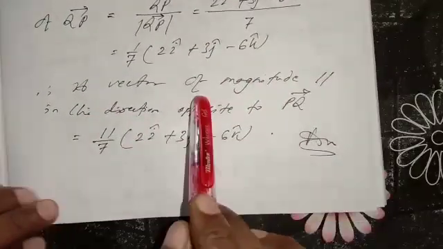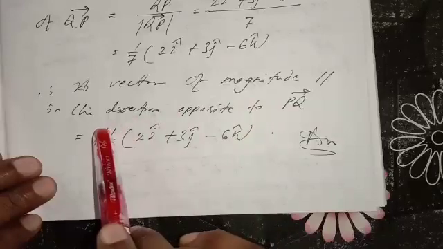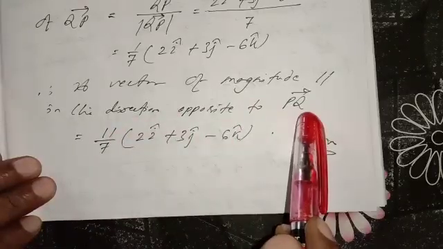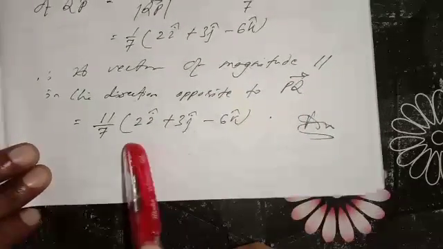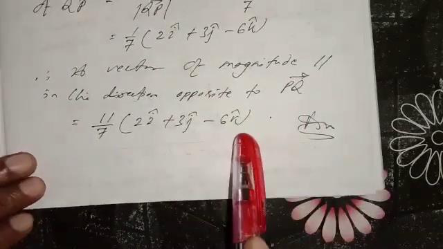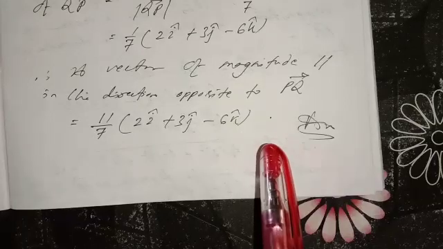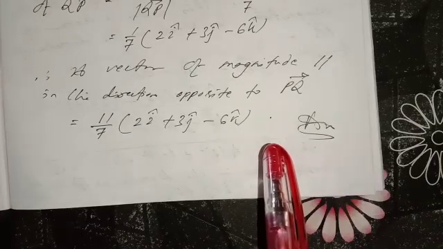A vector of magnitude 11 in the direction opposite to PQ: you just have to multiply 11 with the unit vector. That means 11 by 7 times (2i plus 3j minus 6k). This is all about the basic concepts of the vector chapter.